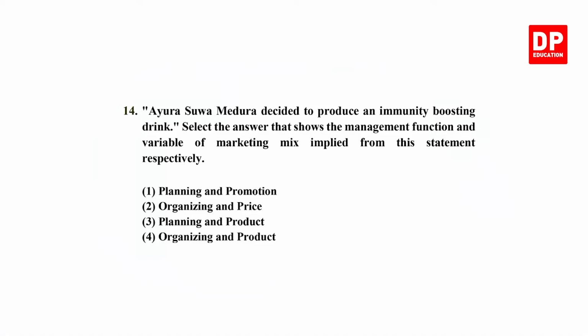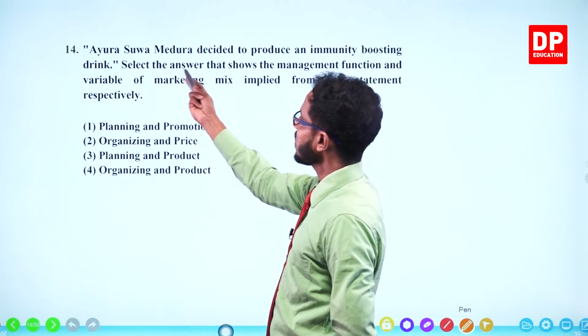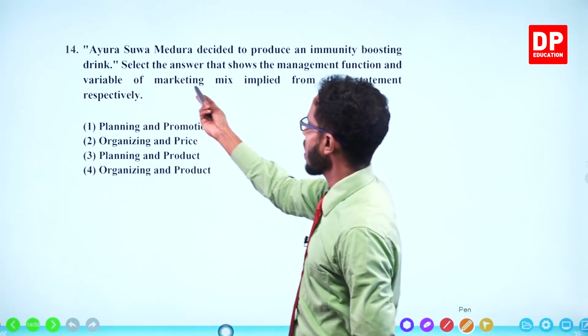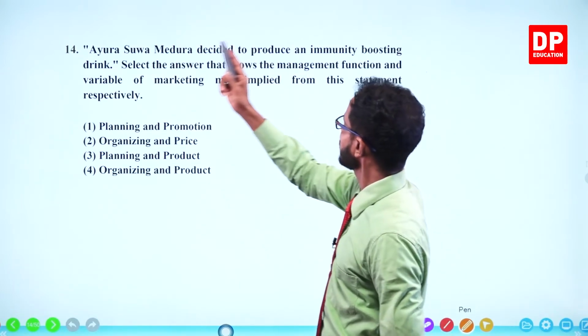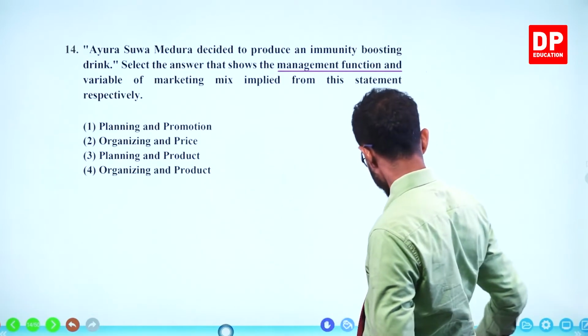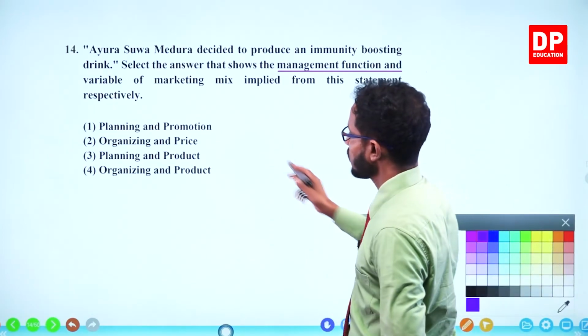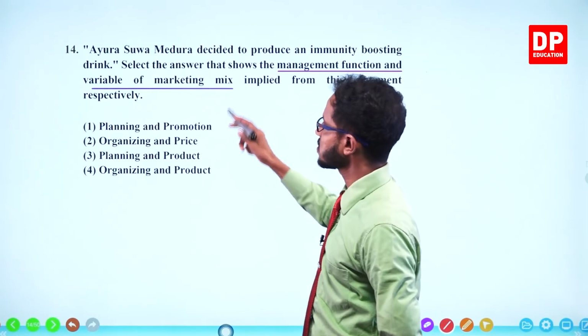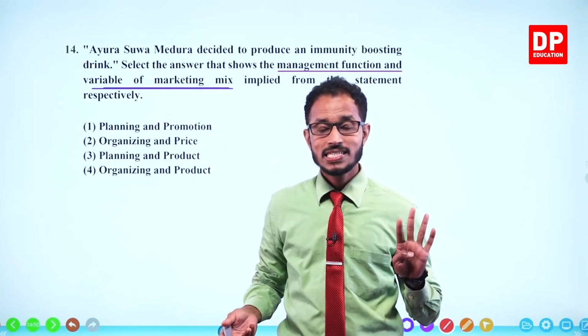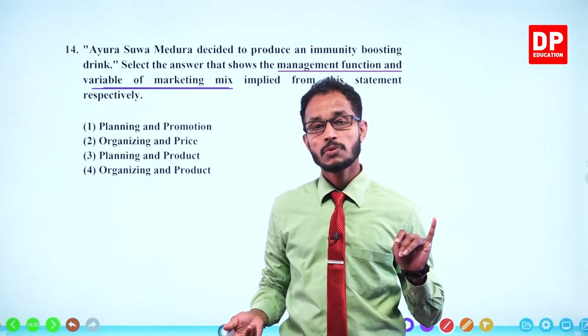14th question. Ayura Suva Madhura decided to produce an immunity boosting drink. Select the answer that shows the management function and variable of marketing mix implied in this statement. Management function and variable of marketing mix. You know that there are 4 functions of management. Product, price, place, promo.